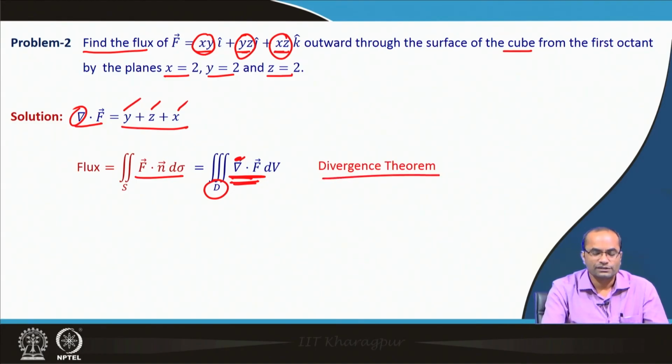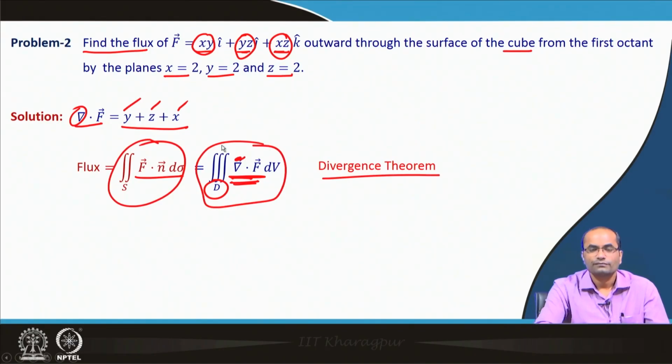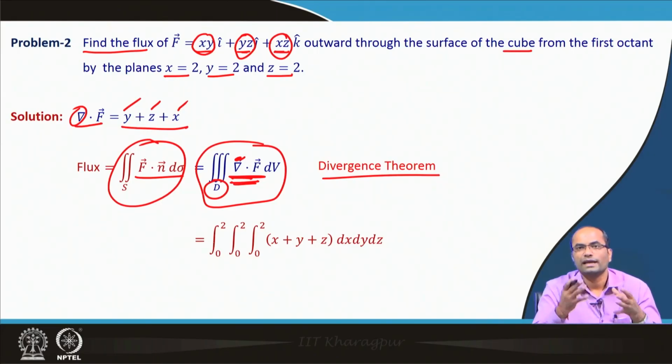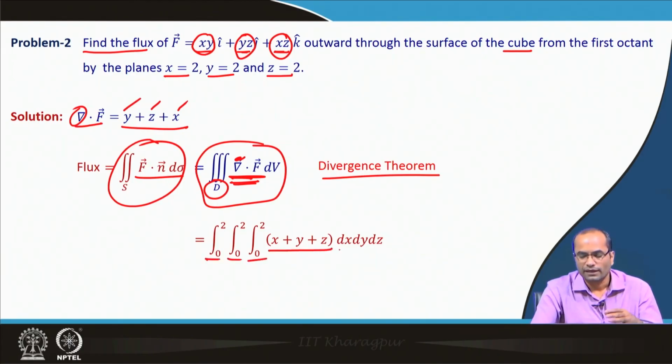So, using this divergence theorem, this flux we are computing using this volume integral. In our case it is a cube which is lying in the first octant. So, that means x is varying from 0 to 2, y is also varying from 0 to 2 and z is also varying from 0 to 2. So, we have these limits, this is the integrand and then dx dy dz.